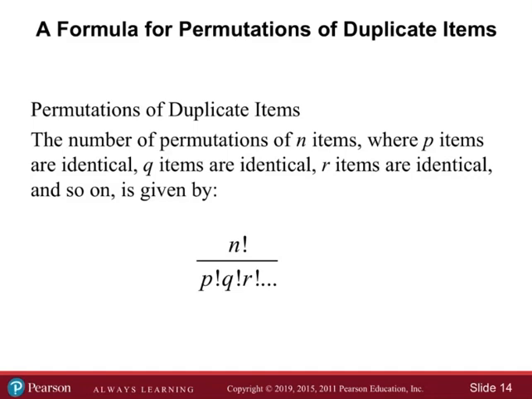Permutations of duplicate items. The number of permutations of n items where p items are identical and q items are identical, r items are identical, and so on is given by n factorial over p factorial, q factorial, r factorial, and so on.